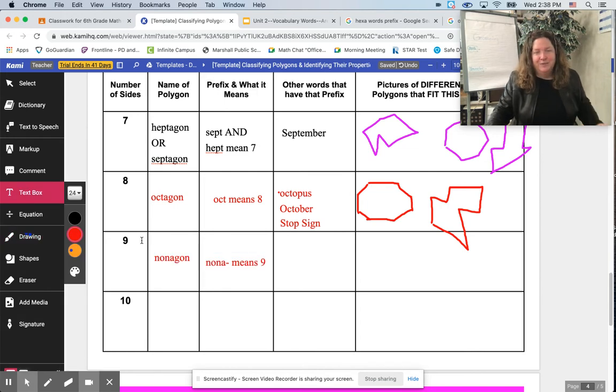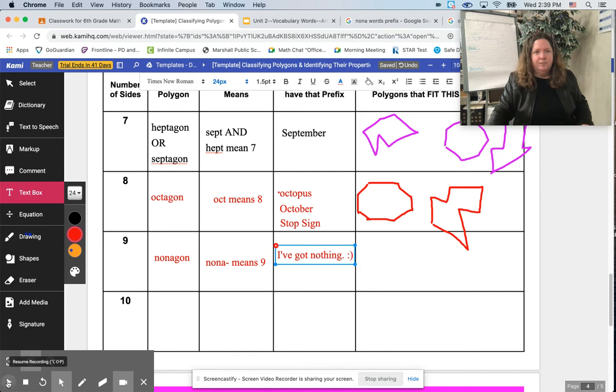All right, thanks for coming on back. A 9-sided figure is called a nonagon. You might not have ever heard that before. That's okay. So a 9-sided shape is a nonagon, and nona means 9. Now, this is another tricky one in terms of other words that can remind us of this. In fact, we don't run into nonagons very often. So do your best. Pause, fill this part in, see what you can come up with, and come on back.